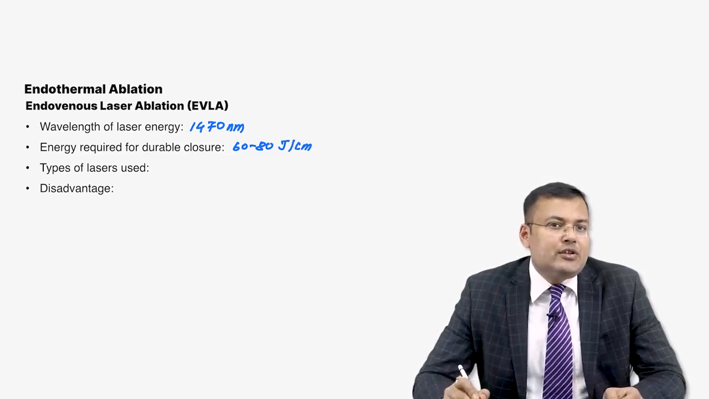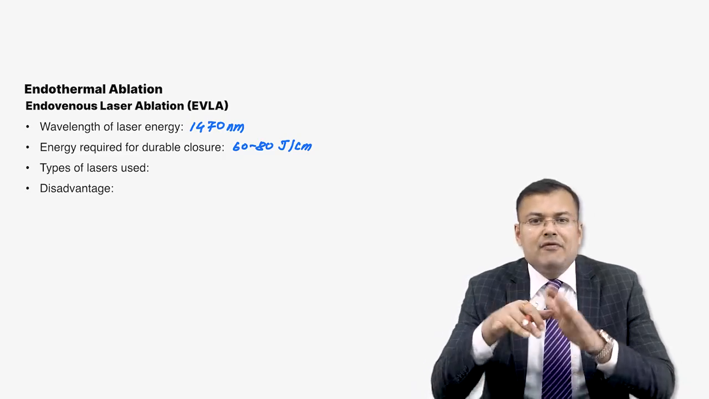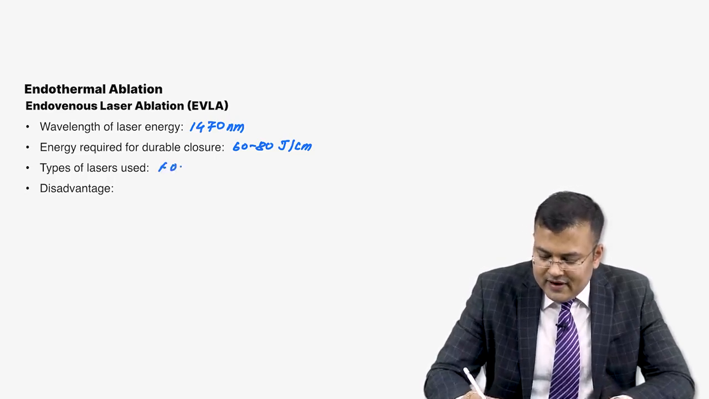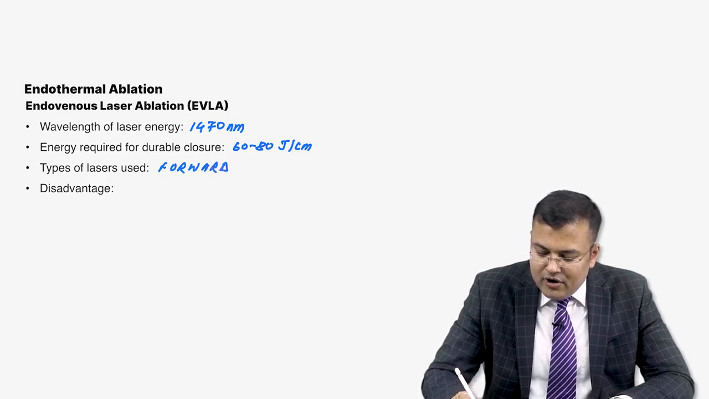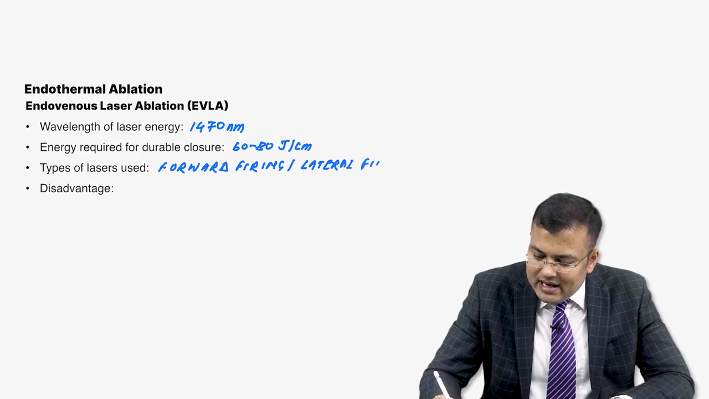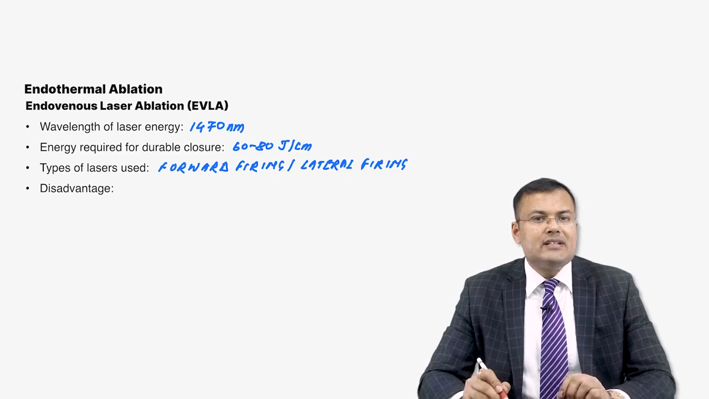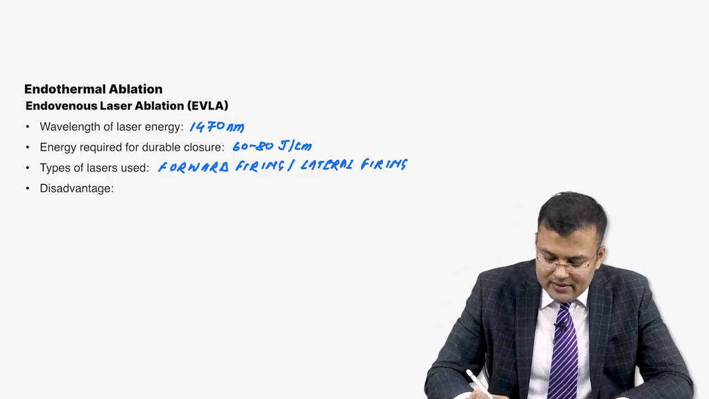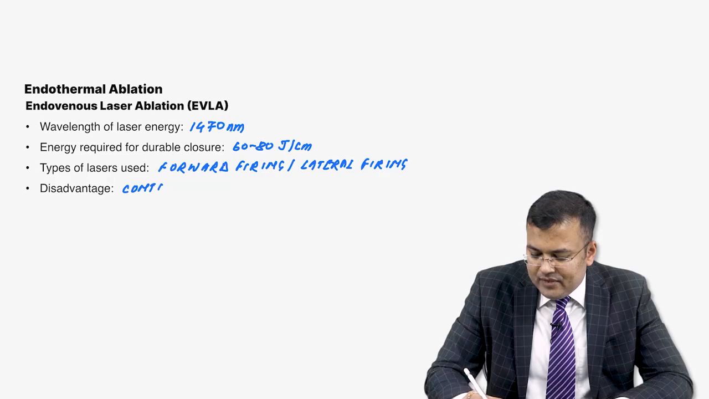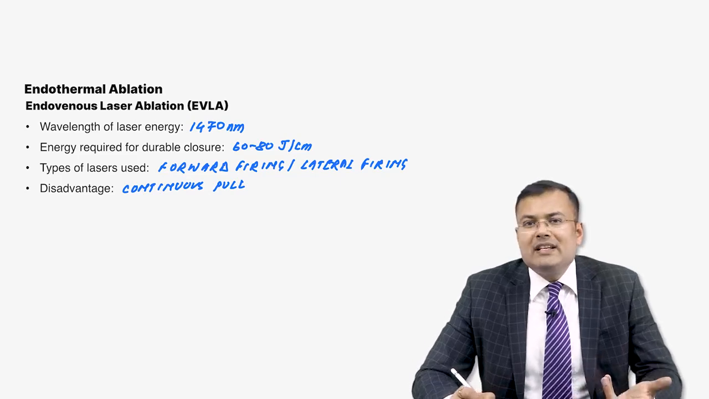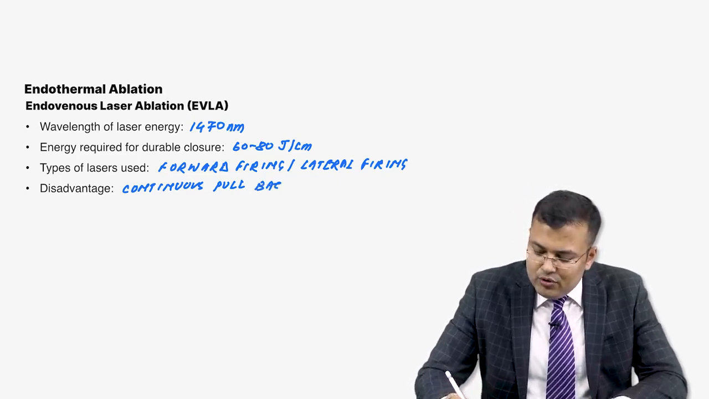What are the types of lasers used? Forward firing as well as lateral firing. Clear? What are the disadvantages? Here you have to go for continuous pullback. That's the disadvantage. Continuous pullback is required if we are going for endovenous laser ablation.